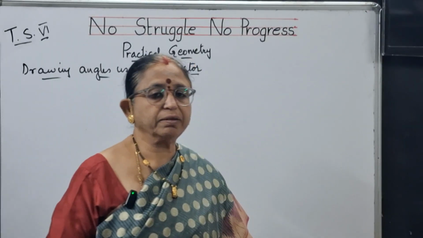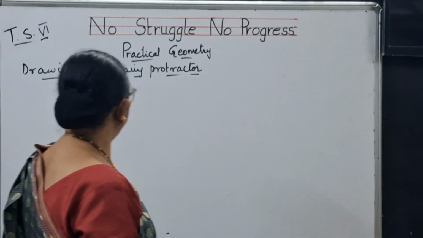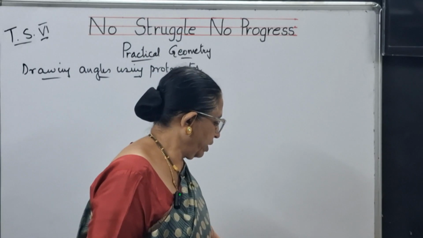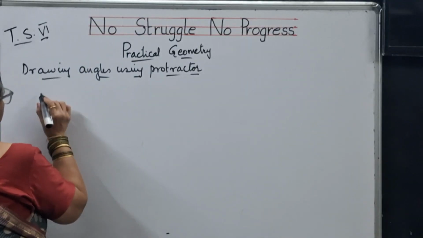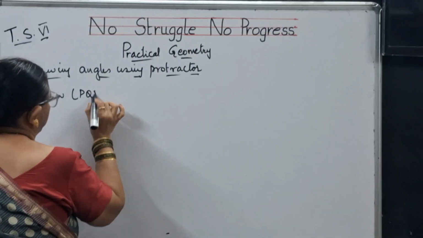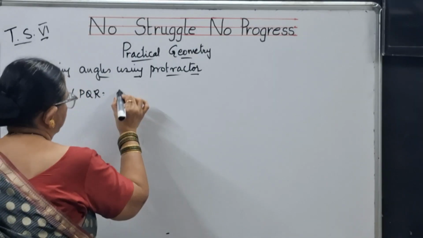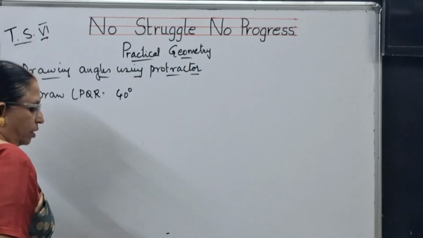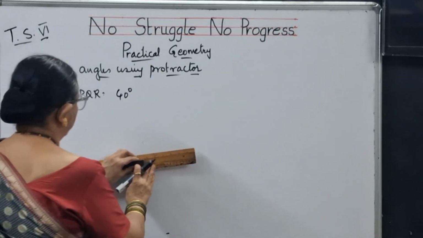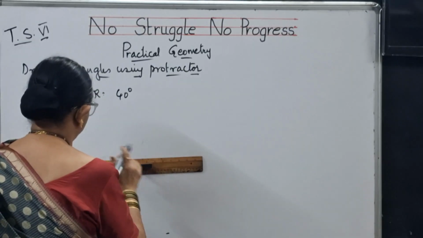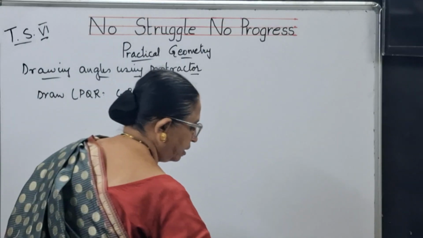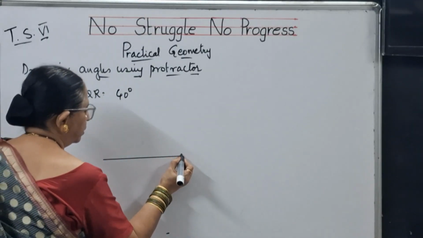Now I am dealing with 6th class maths, practical geometry and drawing angles using a protractor. Suppose they have asked you to draw angle PQR equal to 40 degrees. How do you need to draw it? First, you should draw a ray. We call it a ray. First you draw a ray.